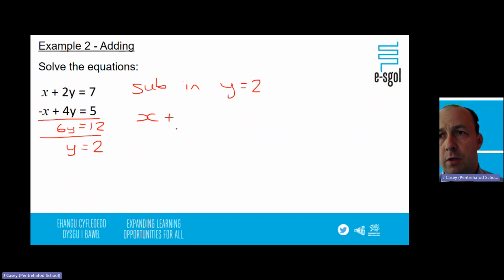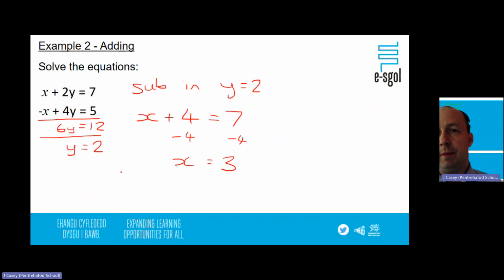So I'm going to put x plus 2y. I'm not going to bother putting 2y now. I think y is 2, so 2 times 2 is 4, equals 7. I've got quite a nice equation to solve now. Just by taking away 4 both sides, it's going to give me an x value of 3. So I've found my x, I've found my y, and if I wanted, I could substitute them back in, just to confirm that's right.